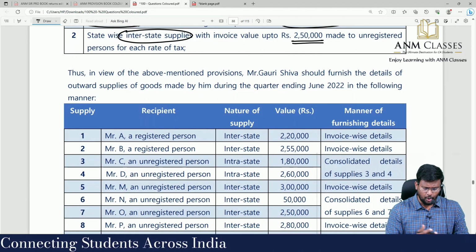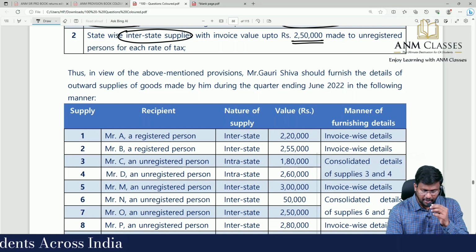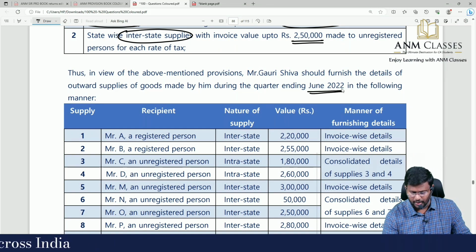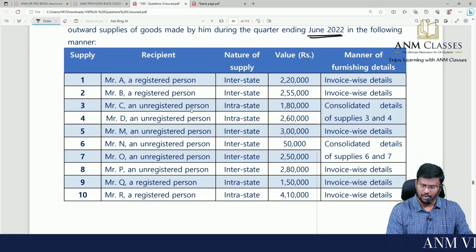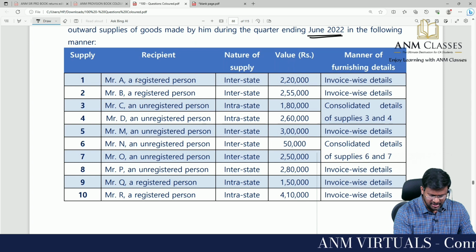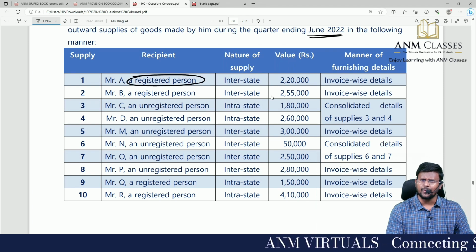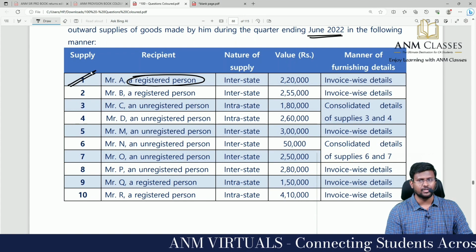Thus, in view of the above mentioned provisions, Mr. Gauri Shiva should furnish the details of outward supply of goods made by him during the quarter ended June 22 in the following manner. Mr. A, registered person. Yes, sir. What is the nature of supply? Interstate. Correct? What person is this? There is no need to think about the value. What wise details? Do you appreciate that?